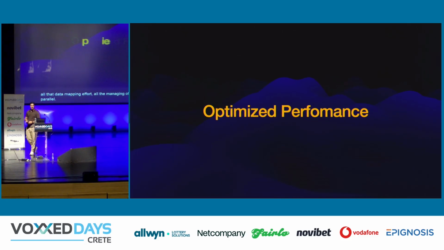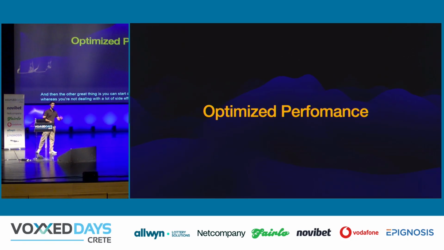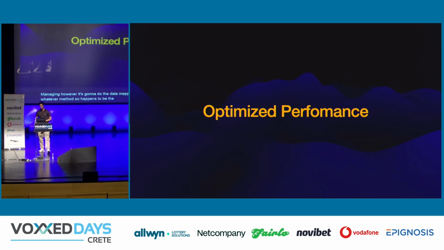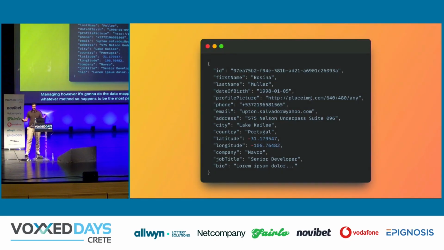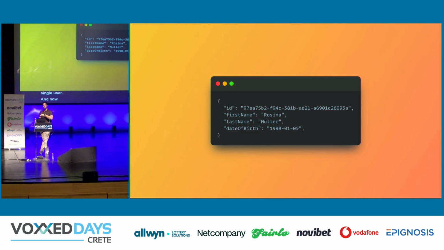And then the other great thing is you can start optimizing a lot more for performance, whereas you're not dealing with a lot of side effects. You just have that one BFF proxy and service managing however it's going to do the data mapping and whatever data structure and whatever method so happens to be the most performant to do that. So what happens is that we take this large structure we decided to receive for every single user, and now we condense it into the minimum viable information we need to actually render the chart data.